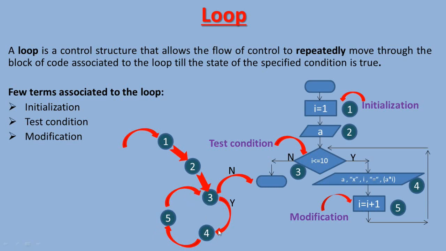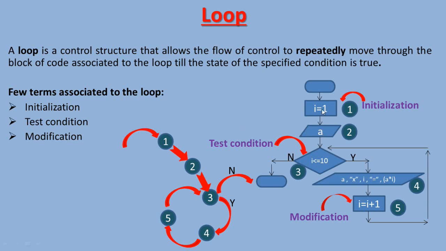So if I want to repeat any statement, I place that statement within this type of control structure, and I examine the behavior of the loop by setting the initialization, test condition and modification. Based on how the loop behaves, that many times the statement inside the loop block will get repeated. Now in this example, I want to print the multiplication table of any value.